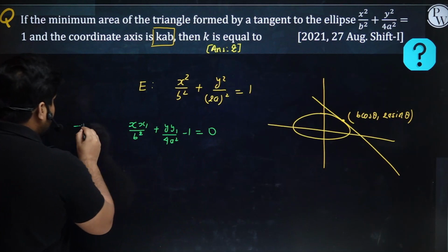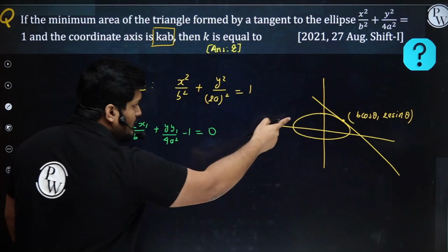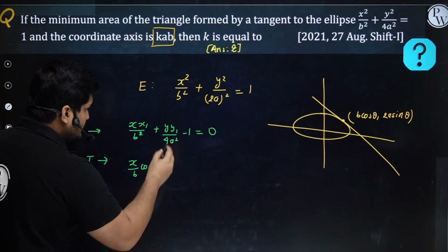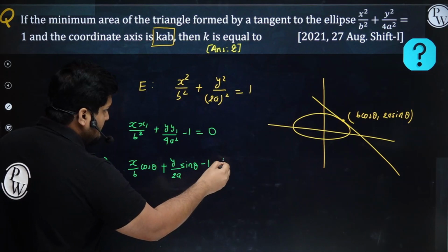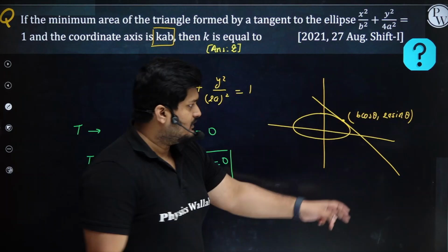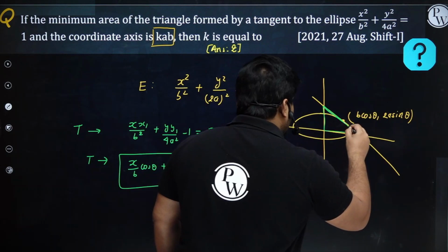Replace x1 by b cos theta. So x by b times cos theta plus y by 2a times sin theta minus 1 equal to 0. This is the equation of the tangent. Now, if I need to find the area of this triangle, we are talking about this triangle here. So what will be the intercepts, guys?